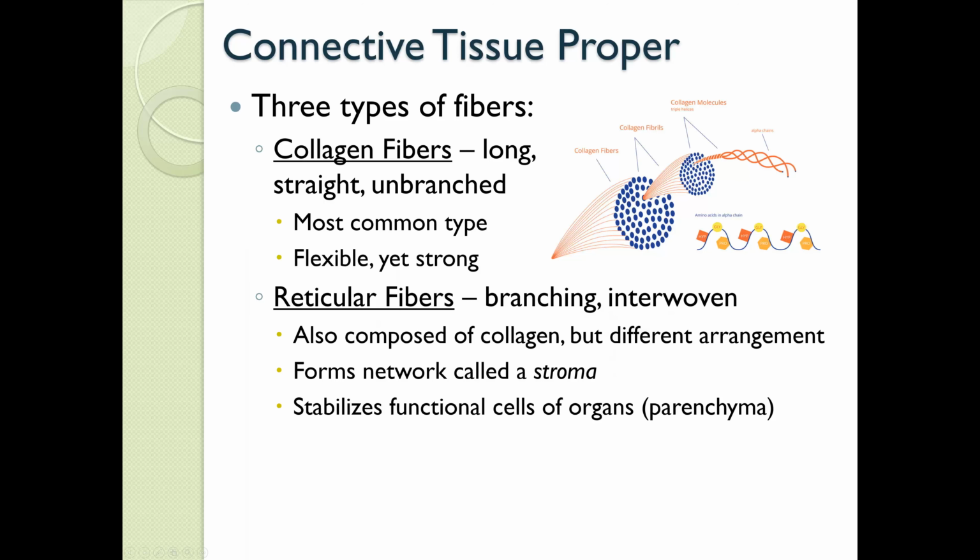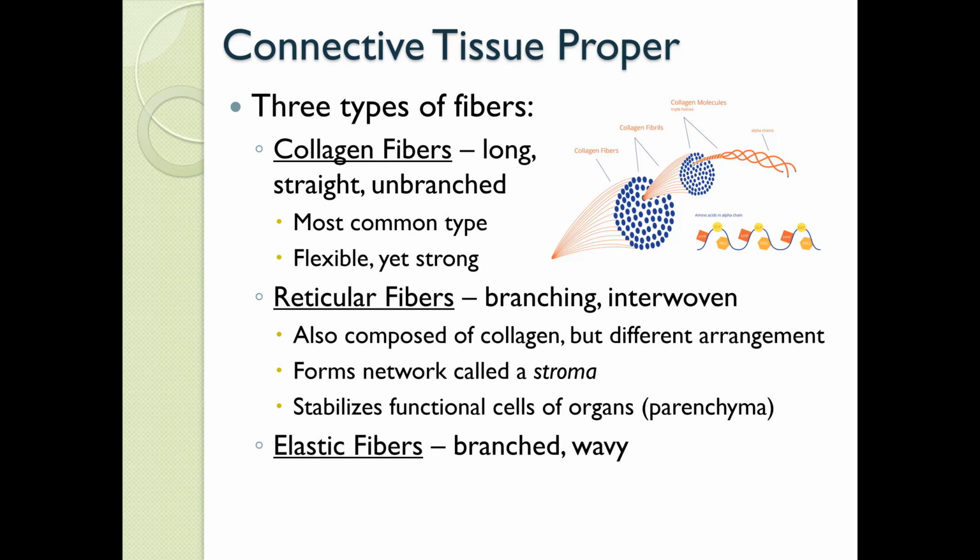Reticular fibers are also composed of collagen. So in that regard, they're very similar to collagen fibers, but they have a different arrangement. So instead of being straight and unbranched, these can branch. So imagine the picture up here, but then you can have branches coming off of it. And the reticular fibers are thinner, so they don't have as many bundles within them. So the reticular fibers will form a network called a stroma, which is like a branching network of fibers. And around these fibers, you can put the functional cells of organs, and the fibers stabilize them. And parenchyma is a term that we use to describe the functional cells of organs.